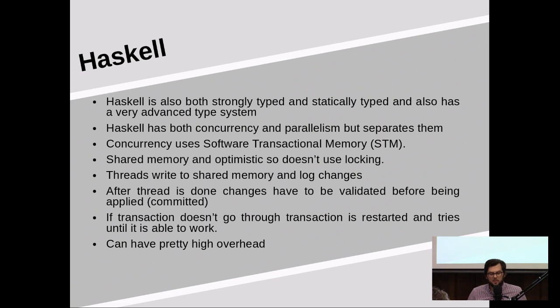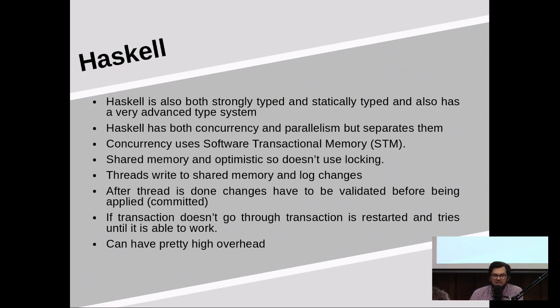So for concurrency, it uses software transactional memory, which is actually a really interesting model. It has shared memory for threads, and threads write to the memory assuming that they're going to be able to write to that memory location without a problem. And then they log the changes that they made. When it's time to finish the calculation, the changes are validated. And if those changes didn't have a conflict, then they're committed. So it honestly sounds almost exactly like what you do with your Git code.